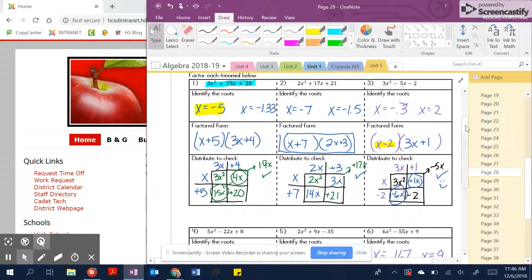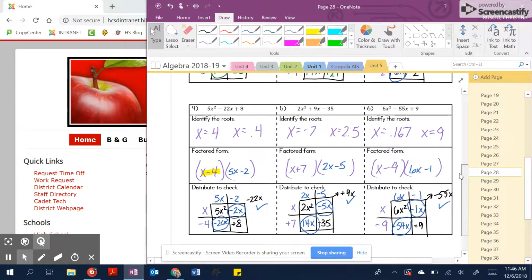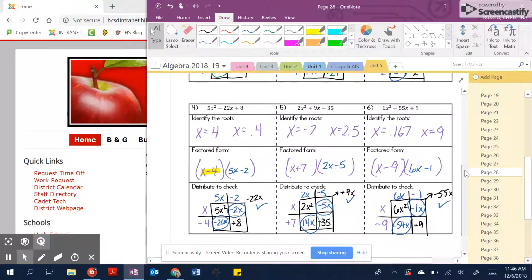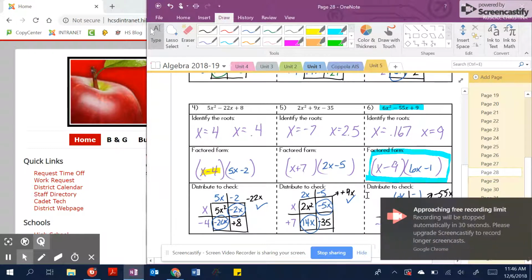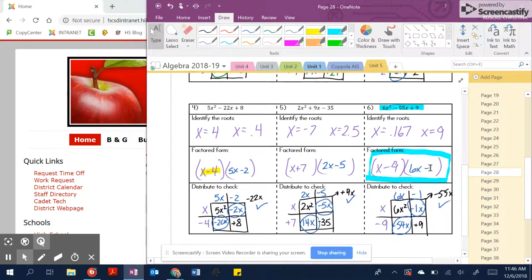All right, so here I have my answer to number 3. So my other factor was 3x plus 1. And here are my answers to 4, 5, and 6. Make sure you check your work. Remember, a way that we can make sure that we're right 100% of the time is to graph our original and our new factored form, and those should give us the same identical graph. So what we want to always remember to do is check our work.